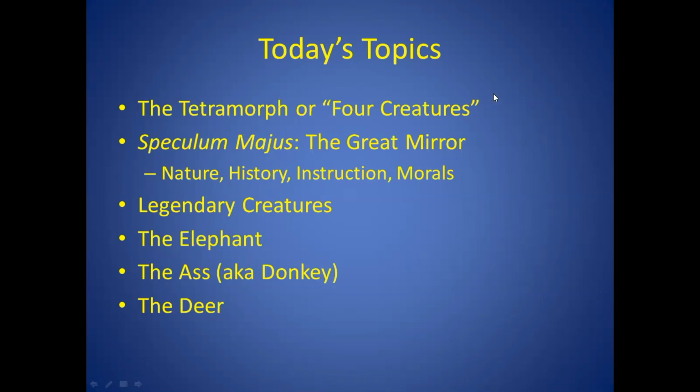We'll be talking today about the four creatures. This came up in our last session, when folks asked about it, and I want to make sure that we cover it and talk about the symbolism connected with the Tetramorph, or four creatures. We'll be looking at the Great Mirror, the Speculum Majus, some legendary creatures, the elephant as a symbol, the ass or donkey as a symbol, and this is not meant to be political in any way. I had some photos of these things from various trips, and I've been wanting to learn more about what they symbolize and how they came to be part of the architecture and art in some Christian churches and cathedrals. And then finally, we'll close out with the deer.